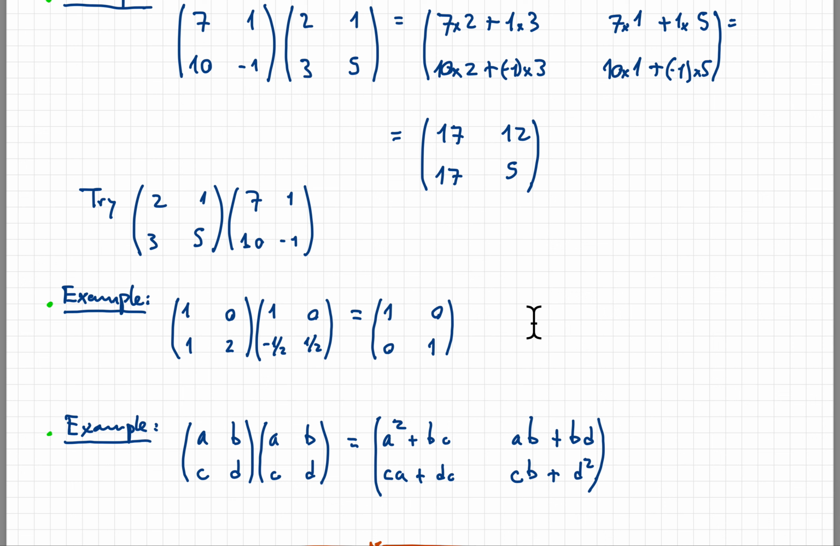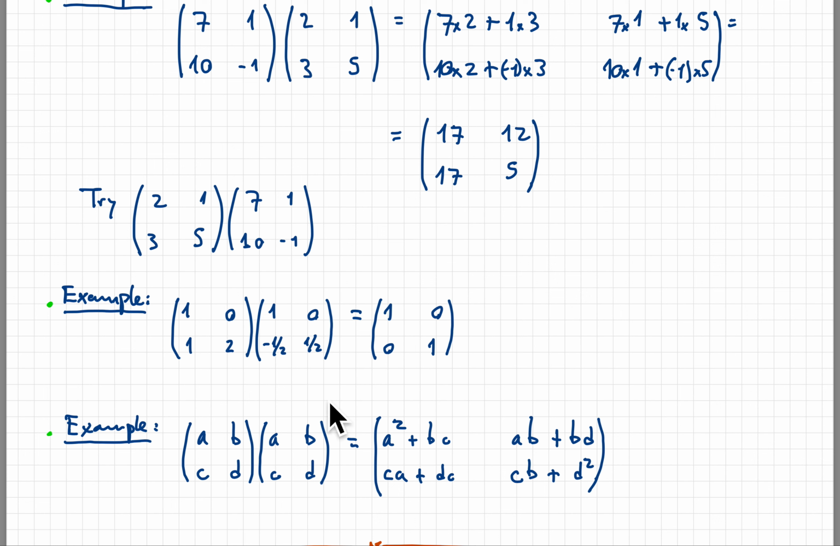So here's an example, by the way, of another type of special situation. So here you have a matrix that is 1, 0, 1, 2, and then 1, 0, minus 1 half, 1 half. And if we do this calculation, we get 1 by 1 plus 0 by minus 1 half, we get 1. And if we continue in this way, you see that if you have 1 by 1, 2 by minus 1 half, this cancels out, you get 0. This other result gives you 0 up here, and then 1 by 0 and 2 by 1 half, you get 1 down here. So we multiply two matrices and we get the unit matrix.